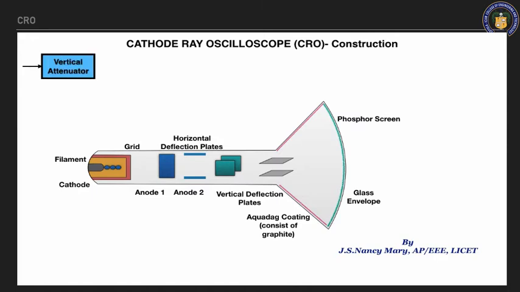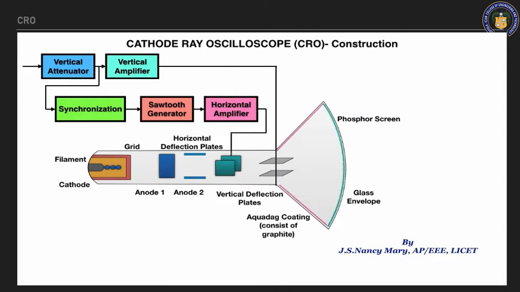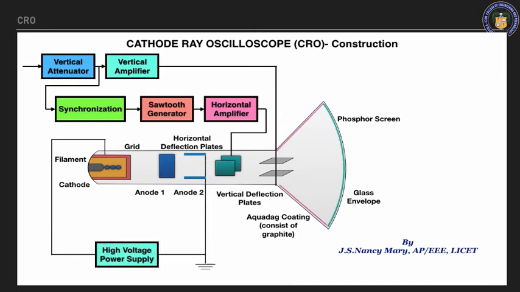The signal will be given to a vertical attenuator. From that, it is given to a vertical amplifier, then to the vertical deflection plates. Then you will have a synchronization. So part of the signal is given to a sawtooth generator, and then it is given to a horizontal amplifier, then to the horizontal plates. To trigger the cathode, you need to have a power supply. So the cathode and the anode are given the high voltage power supply through resistances like this. So this is the construction of your cathode ray oscilloscope and the beam.